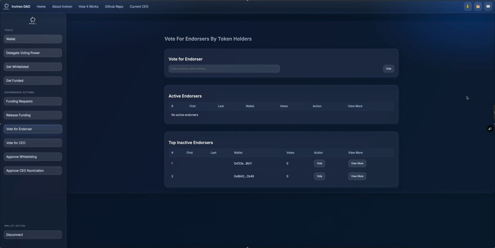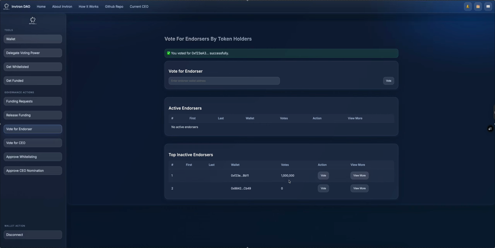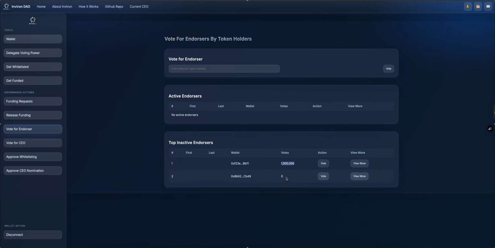Because endorsers do not require CEO votes. So we voted for the endorser. Let's see what happened to the vote. It's pending. It's confirmed. As you can see, because I have 1 million tokens, this endorser has 1 million votes now. Okay. Now I think this endorser can be challenged.